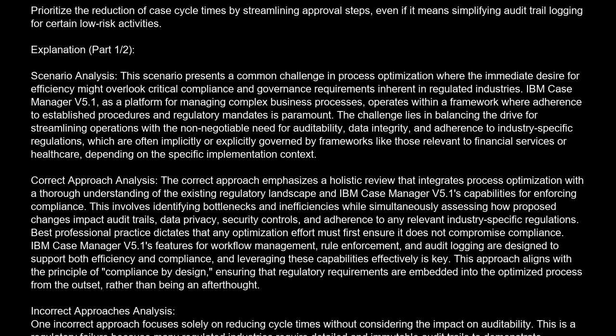The correct answer is D. Prioritize the reduction of case cycle times by streamlining approval steps, even if it means simplifying audit trail logging for certain low-risk activities. Explanation: scenario analysis. This scenario presents a common challenge in process optimization, where the immediate desire for efficiency might overlook critical compliance and governance requirements inherent in regulated industries.